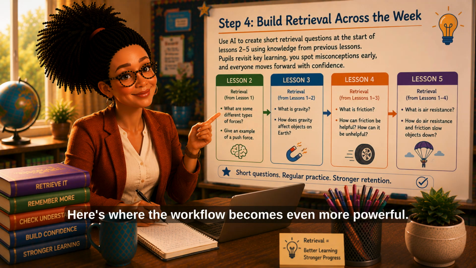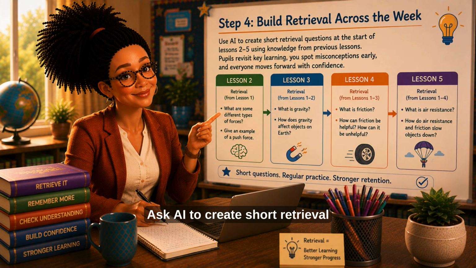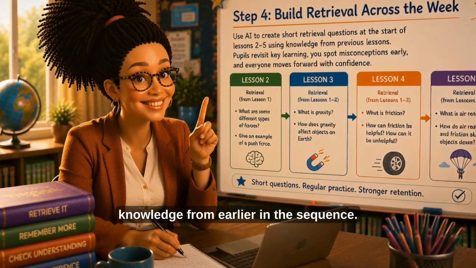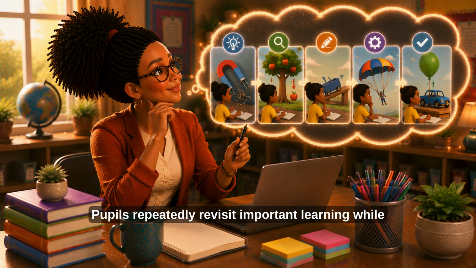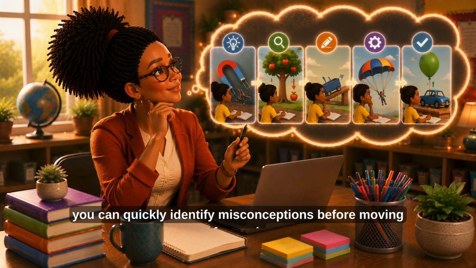Here's where the workflow becomes even more powerful. Ask AI to create short retrieval questions at the beginning of lessons 2 to 5 using knowledge from earlier in the sequence. Pupils repeatedly revisit important learning, while you can quickly identify misconceptions before moving forward.